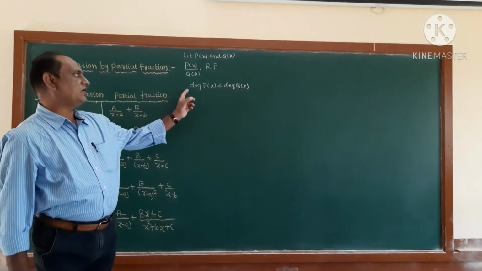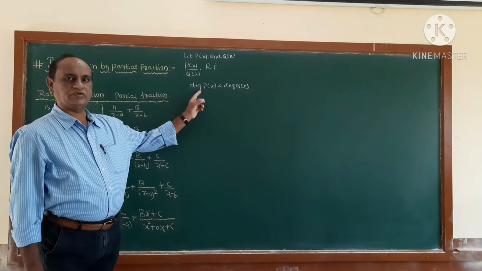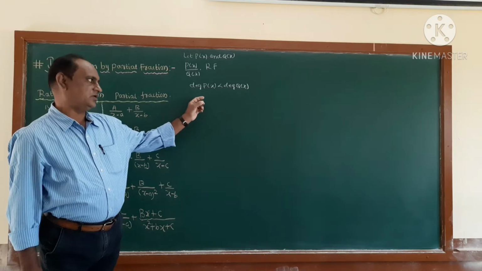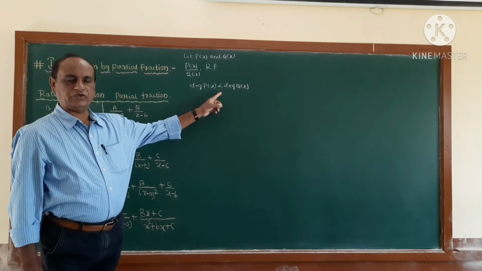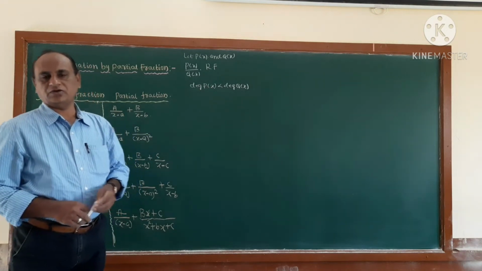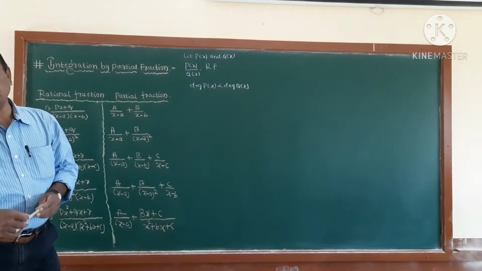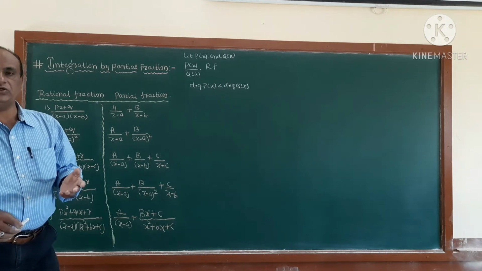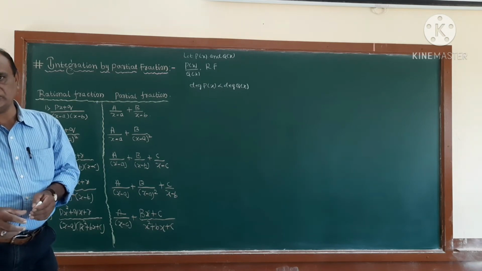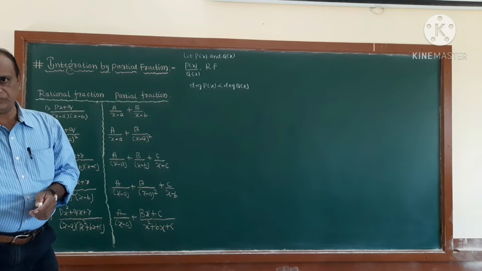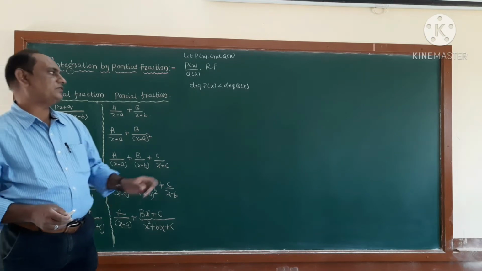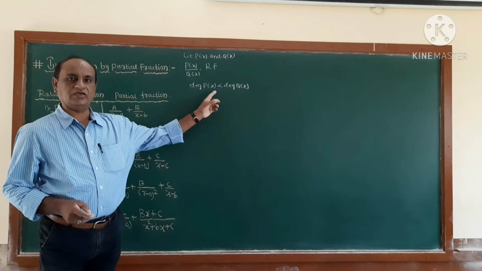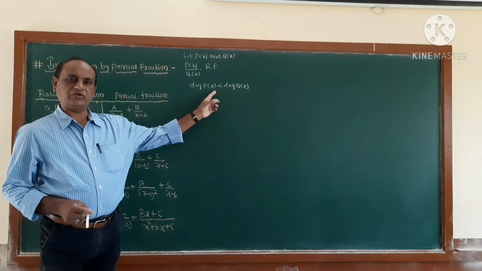Degree of p(x) less than degree of q(x): such a rational fraction is nothing but a proper fraction. Otherwise it is called an improper fraction.